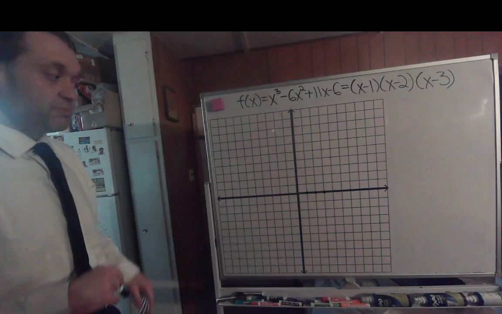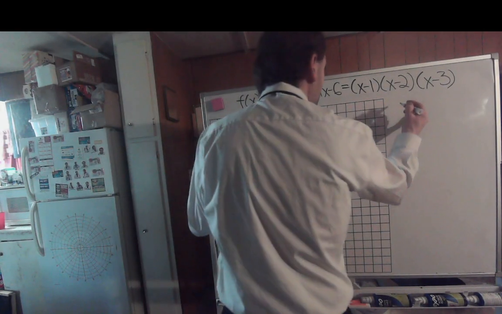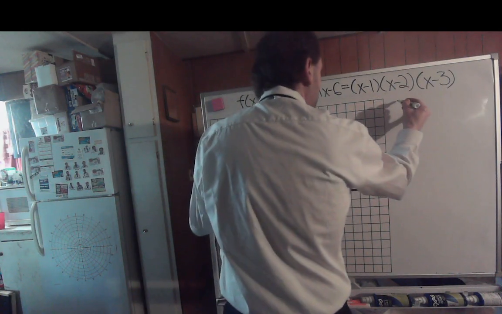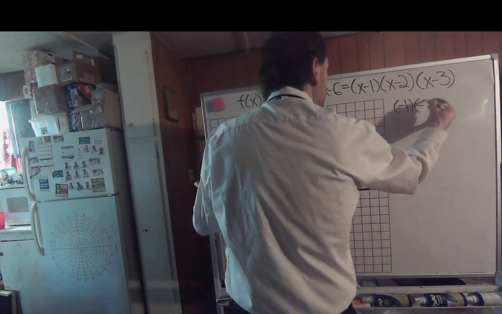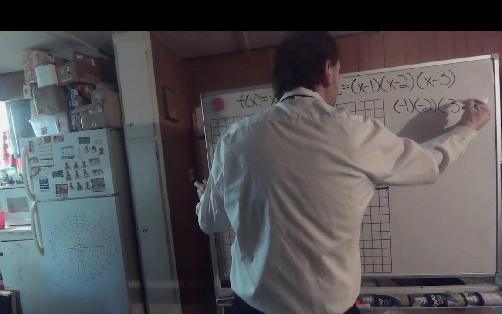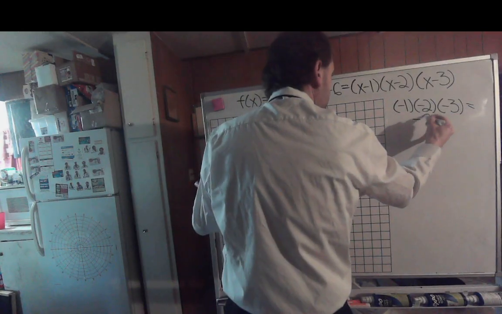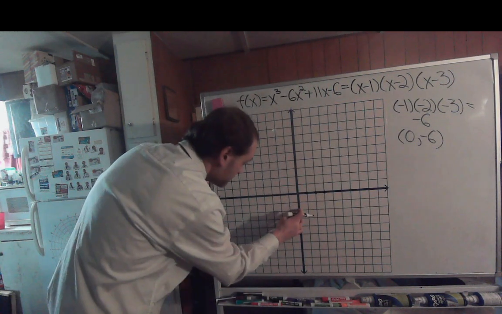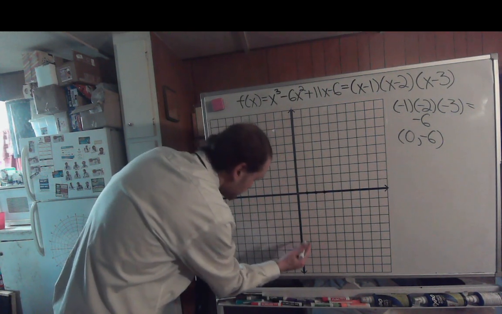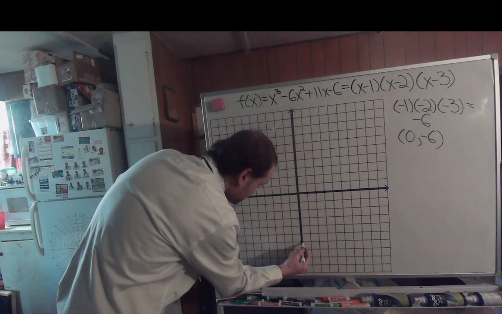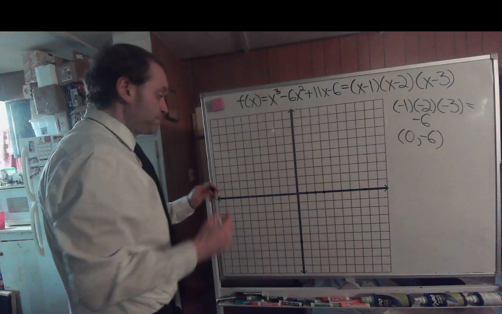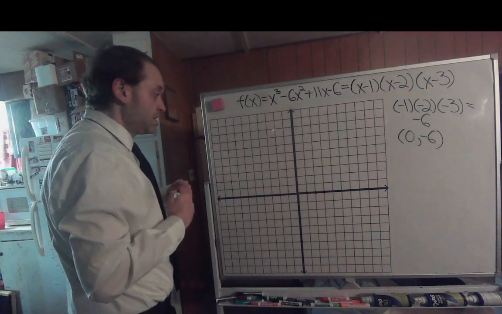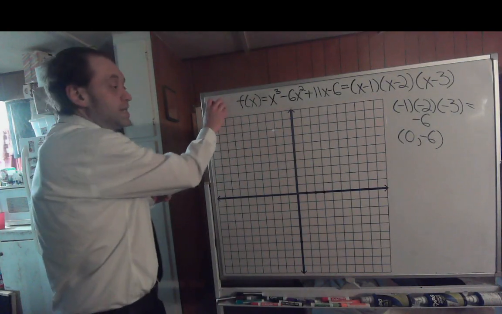And, of course, it's going to be useful to find the y-intercept. So you'll end up getting, let's see, -1 times -2 times -3, which should give you -6. So the y-intercept itself will occur at (0, -6). That'll be right down here is your y-intercept at (0, -6). All right. So we found all our intercepts.